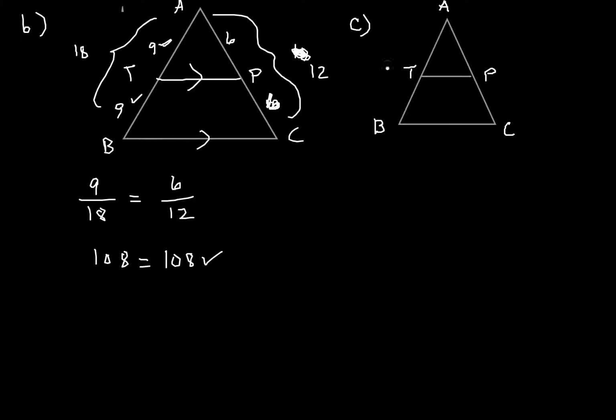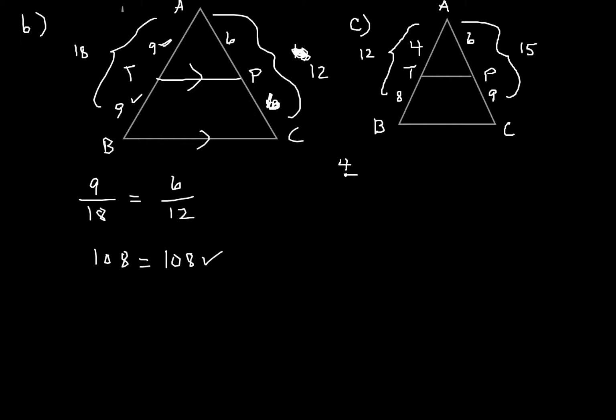Okay, so AT is 4. Let's fill in all the parts. They give us AB is 12. So it's telling us that this one is 12, so we'll know that this one is 8, right? Then they're going to give us AP is 6, and AC is 15. There's where that 15 came from. So we know that this one's going to be 9.